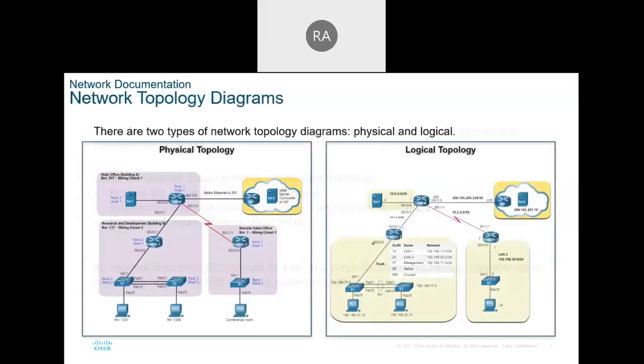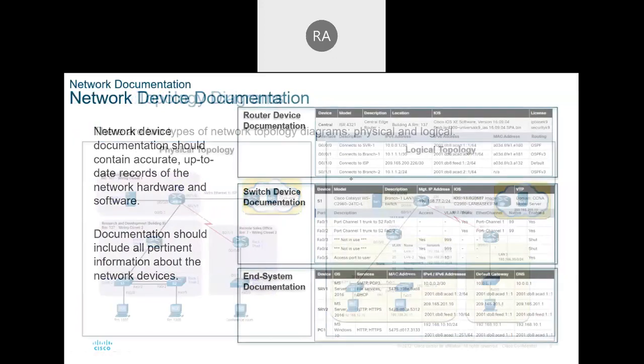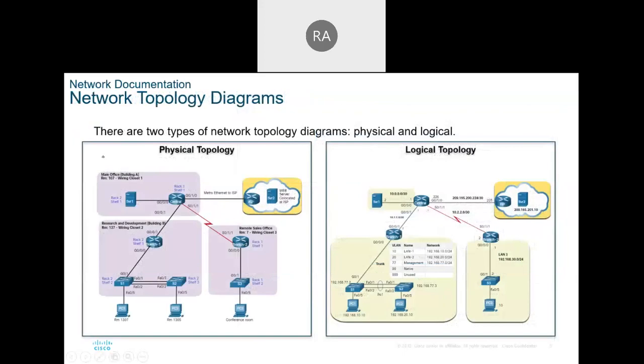Take note of that. So this is a network topology diagram. The one on the left here is what we call physical topology. And the one on the right here is called a logical topology. What is the difference between the two?